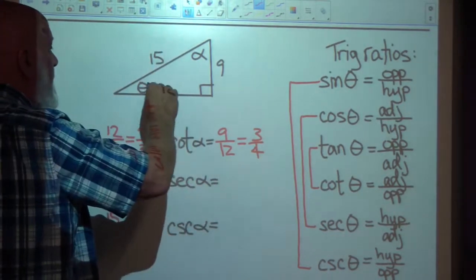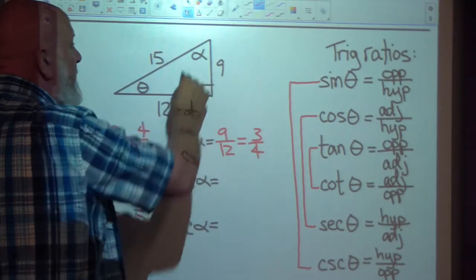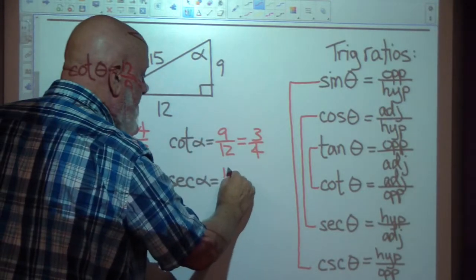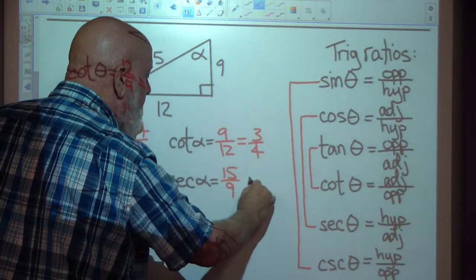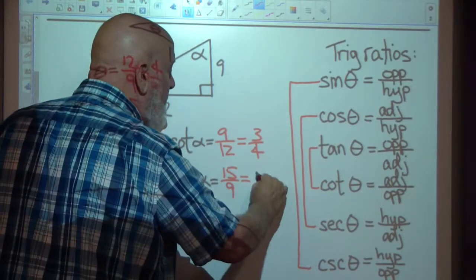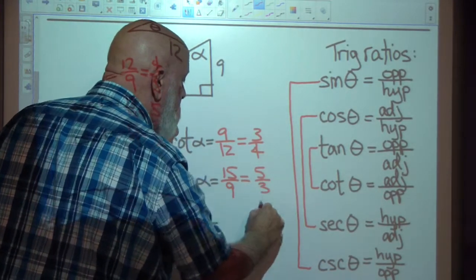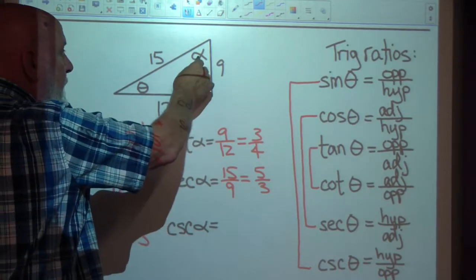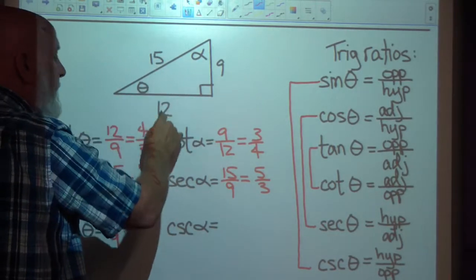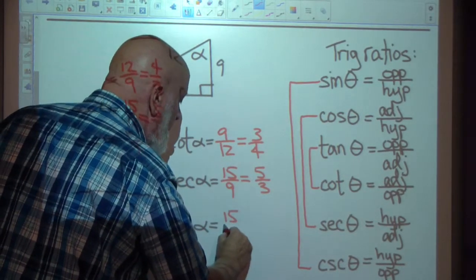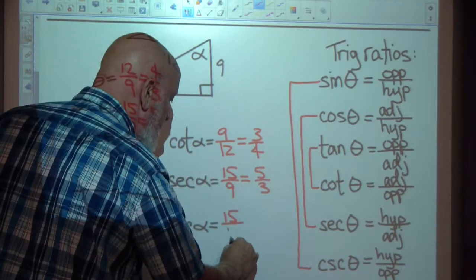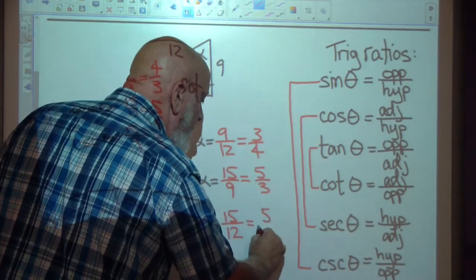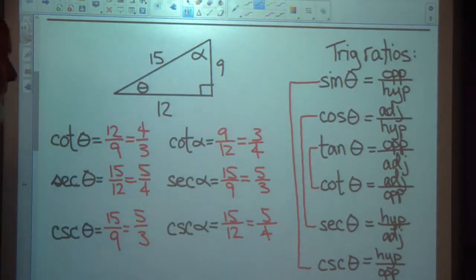The secant of alpha. The secant is the reciprocal of cosine, which is adjacent over hypotenuse, so this would be hypotenuse over adjacent, 15 over 9, and we reduce that fraction, dividing by 3 would give me 5, dividing by 3 would give me 3. And the last one, the cosecant of alpha, is the reciprocal of the sine. Well, the sine is opposite over hypotenuse, so hypotenuse over opposite. 15 over 12. Divide the top and bottom by 3 because we can, reducing the fraction will give me 5 over 4 if I do my arithmetic correctly.